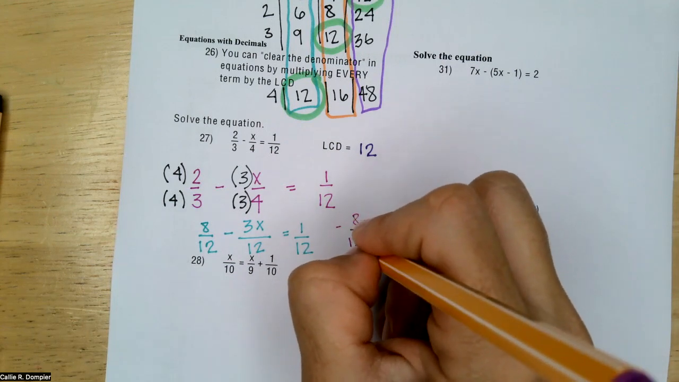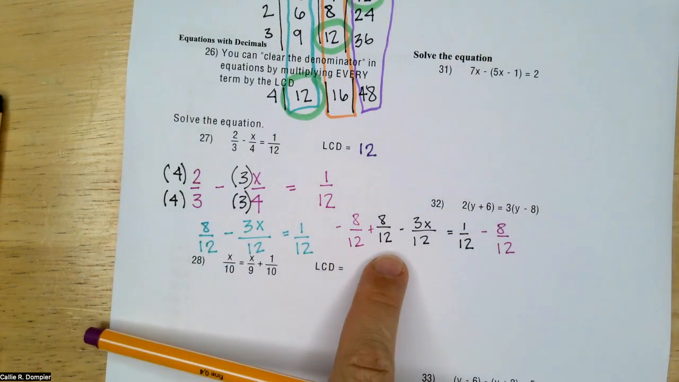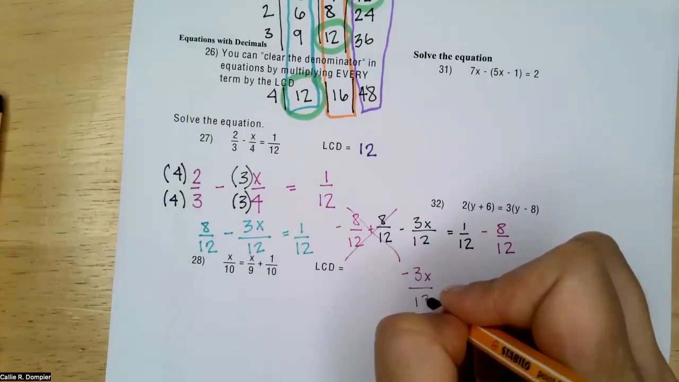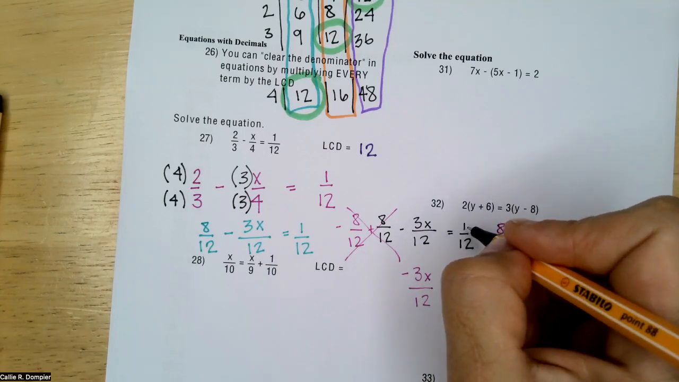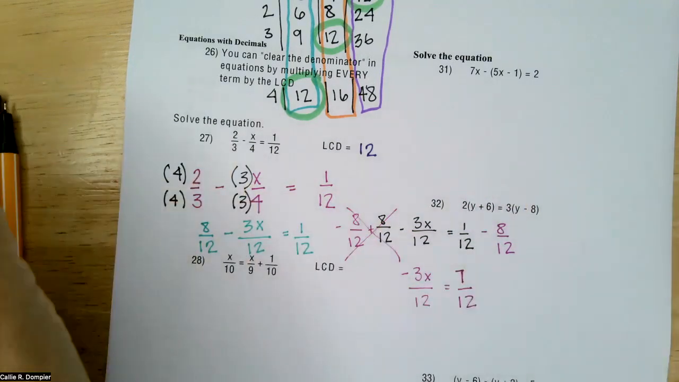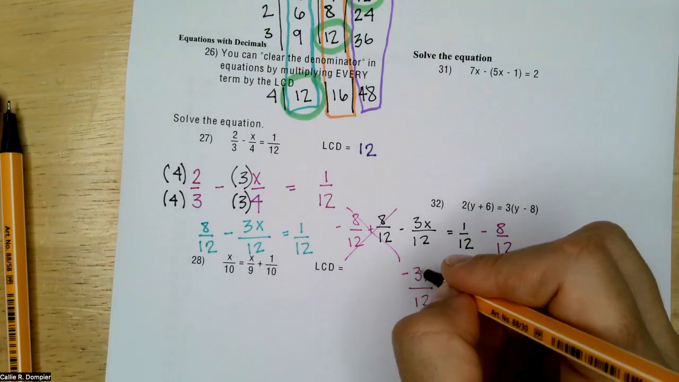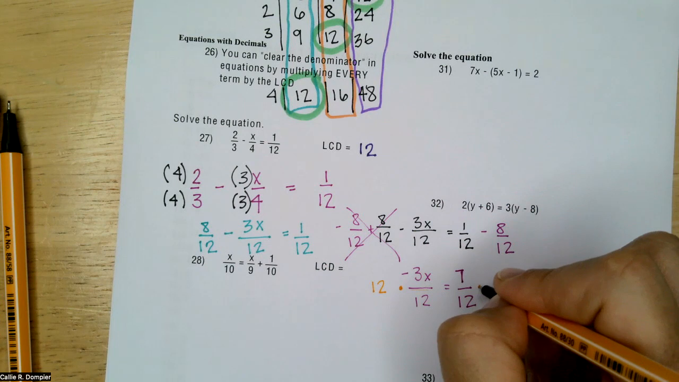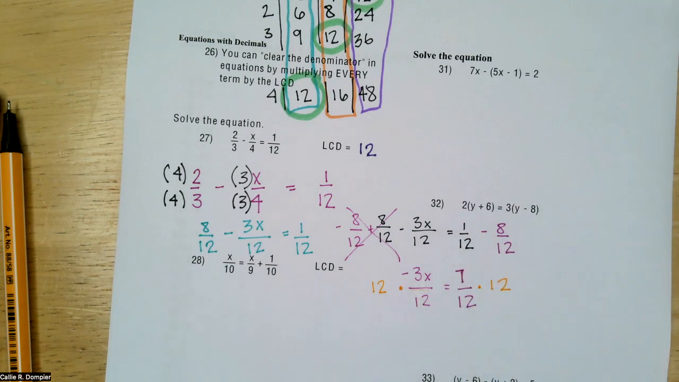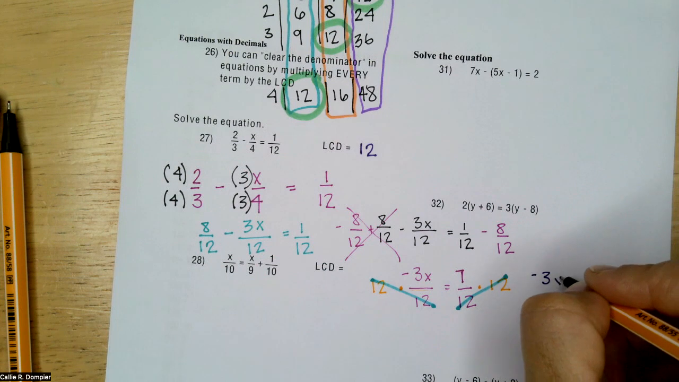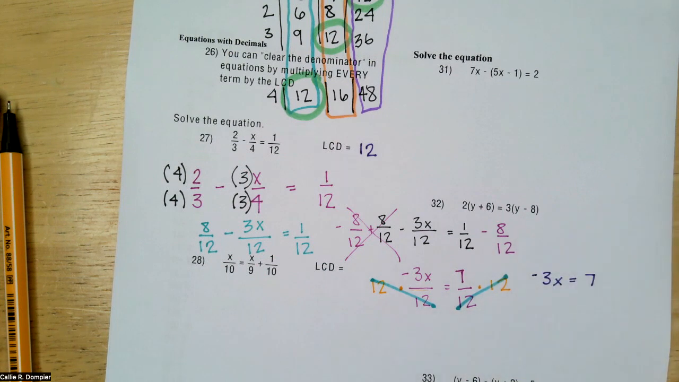Subtract 8/12. Subtracting 8/12s, positive 8/12s cancels. And we have negative 3x over 12 equals... Oh, sorry. 1 minus 8 is 7/12. And then we have negative 3 times x divided by 12. It's being divided by 12, so we're going to multiply by 12. Multiply by 12, right? That cancels there, and that cancels there. Negative 3x equals 7. Make sense?